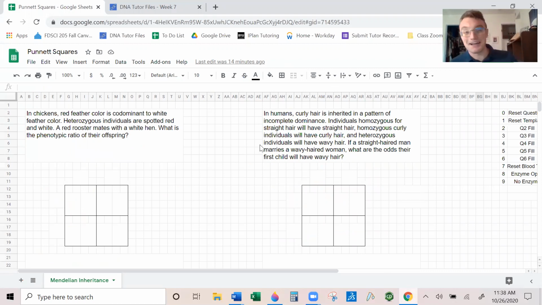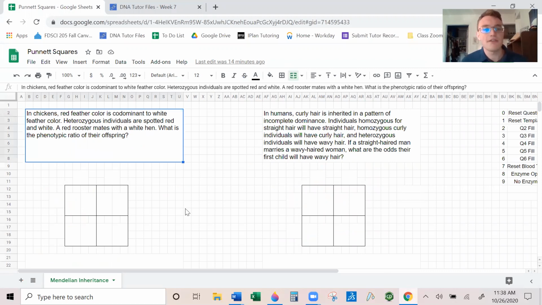This one is a color one. I forgot. We'll use a different problem later then. Okay, in chickens, red feather color is codominant to white feather color. Heterozygous individuals are spotted red and white. So there you go. Notice it says in chickens, red feather color is codominant to white feather color, and heterozygous individuals are spotted red and white.